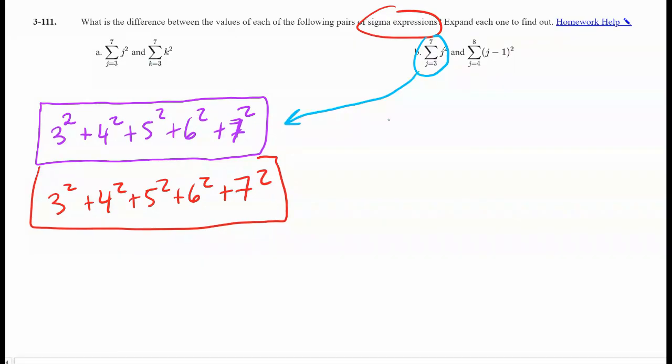Second one here, it looks like this is exactly the same as this one here. So I'm just going to rewrite it over here just for us to see. So I'm starting with 3, I'm going up to 7, and that's what it looks like for expanded form.